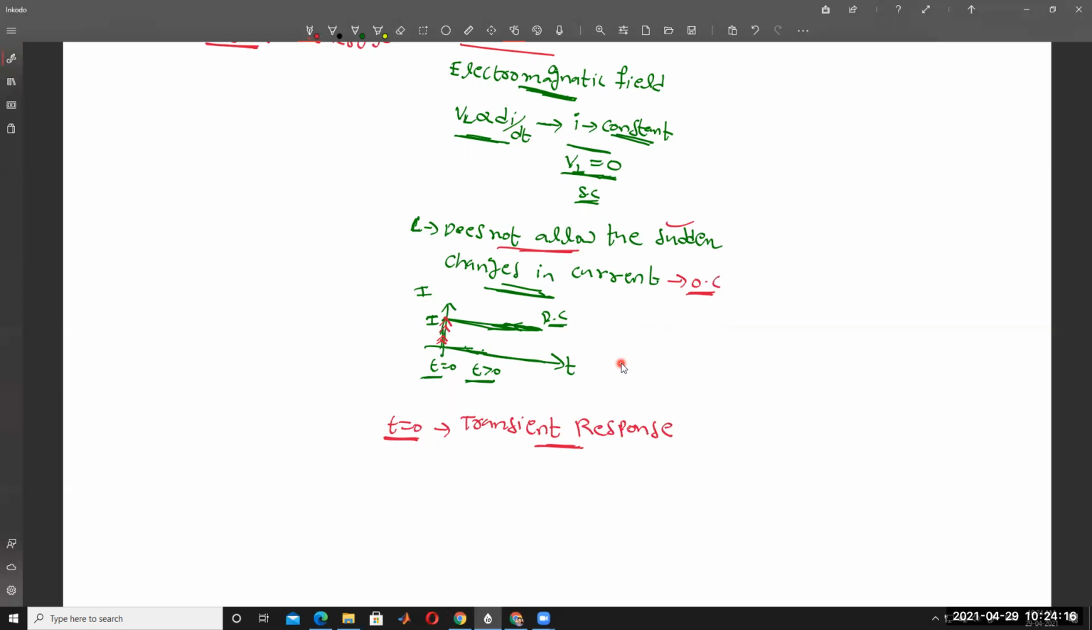At t is equal to 0, that means at the instant of switching action, at zero time, within milliseconds or microseconds, that response across the inductor is called transient response.